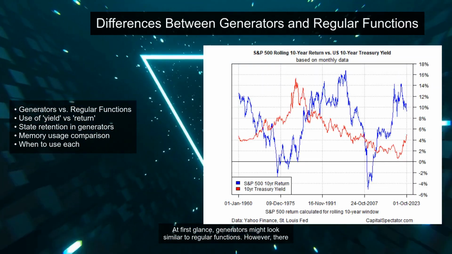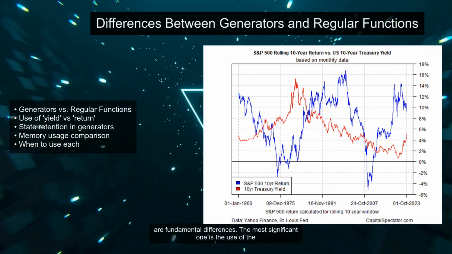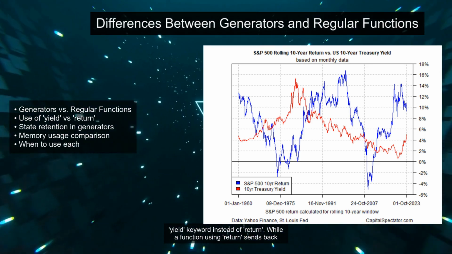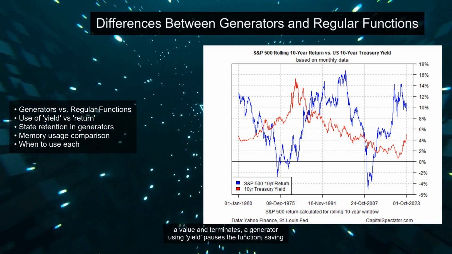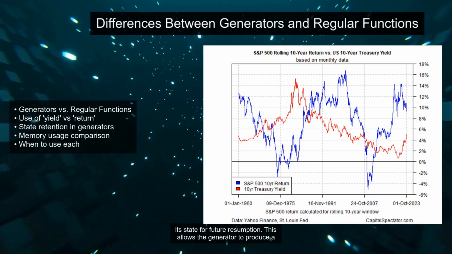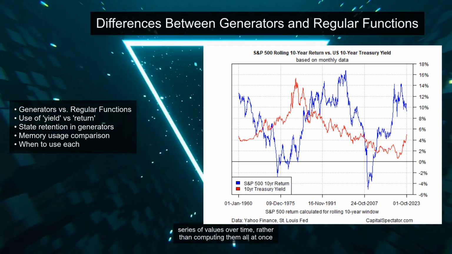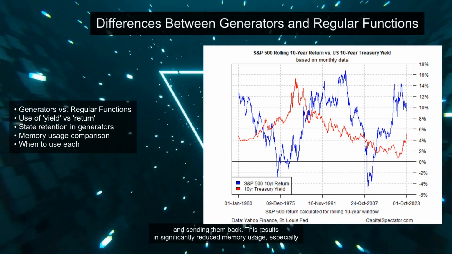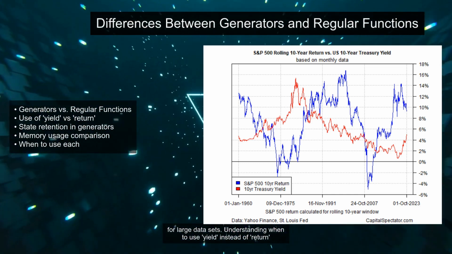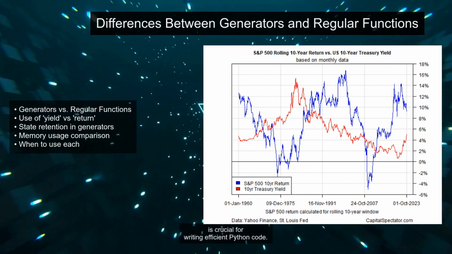At first glance, generators might look similar to regular functions. However, there are fundamental differences. The most significant one is the use of the yield keyword instead of return. While a function using return sends back a value and terminates, a generator using yield pauses the function, saving its state for future resumption. This allows the generator to produce a series of values over time, rather than computing them all at once and sending them back. This results in significantly reduced memory usage, especially for large data sets. Understanding when to use yield instead of return is crucial for writing efficient Python code.